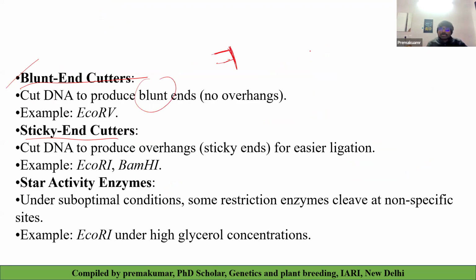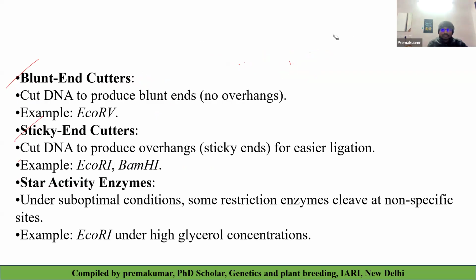And some of the enzymes will produce overhangs. For example, there will be an overhang like this, a 3' overhang or a 5' overhang. This is called sticky ends. Enzymes like EcoRI and BamHI create sticky ends. Then there is another terminology called star activity.